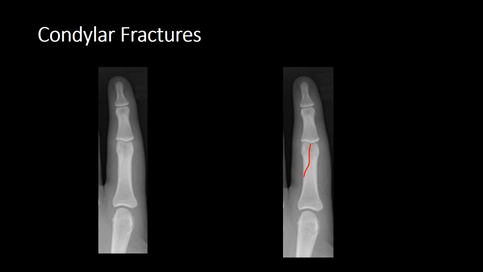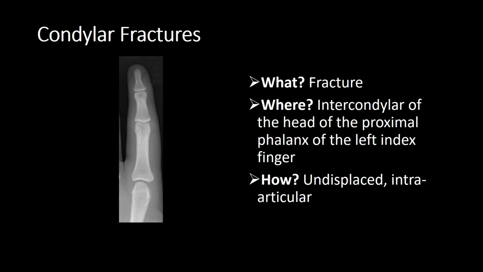Now, the important thing about this is that it's completely undisplaced, so there's no difference in alignment. So hopefully, with luck, if this patient's splinted, it will heal well. So what is it? It's an intercondylar fracture of the head of the proximal phalanx of the left index finger, and how? It's undisplaced, and always the most important thing is that it's intra-articular.